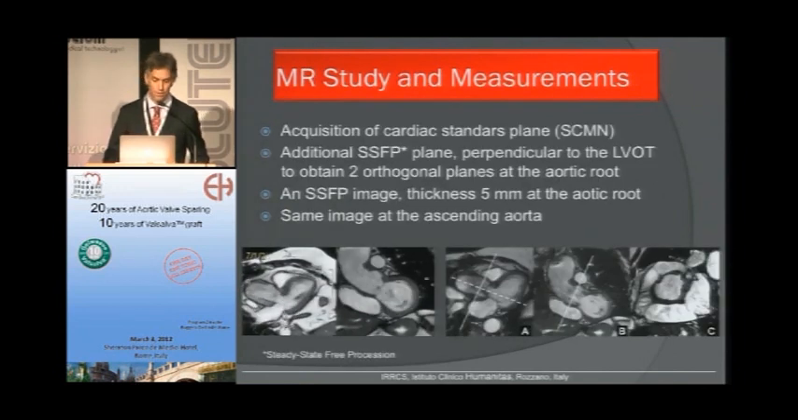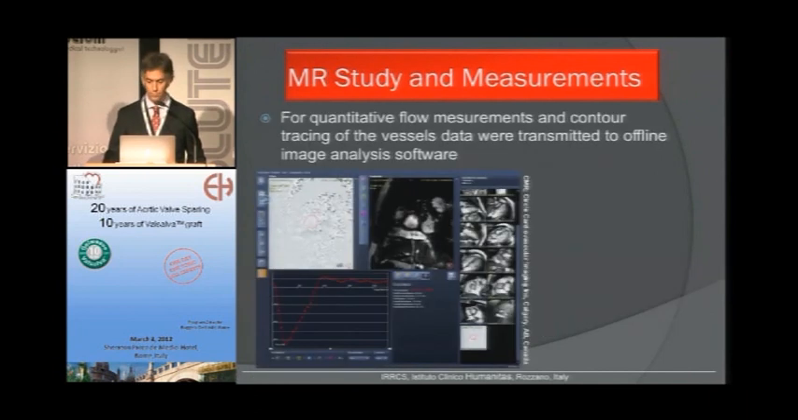After acquisition of cardiac standard planes, according to the Society of Cardiac Magnetic Resonance, additional steady-state free precession planes were acquired perpendicular to the left ventricle outflow tract in order to obtain, as you can see in figure A and B, two orthogonal planes at the aortic root level. Then an additional SSFP image with thickness of 5 millimeters was acquired at the aortic root level, as you see in figure C, and the same image was then acquired at the ascending aorta level.